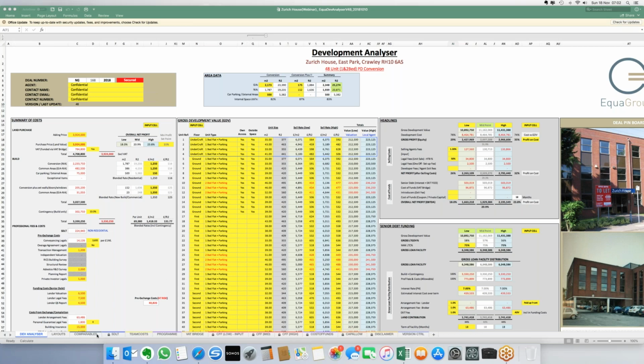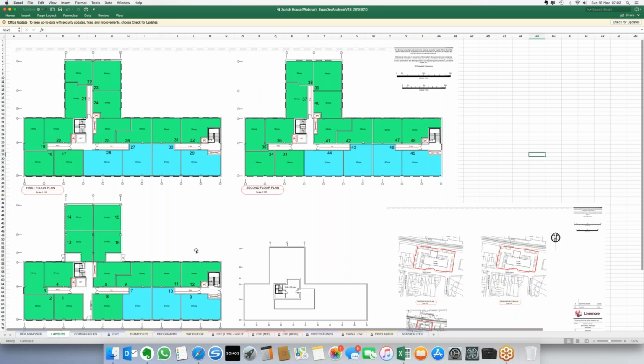You can see down here there are lots of tabs that provide various functions as part of the development analyzer. So we've got a tab here that has the layouts in. This is a really useful tab. It's a passive tab, so there's no particular action happening in it, but it's information. So the screenshots of the drawings, and it's a great point for reference.